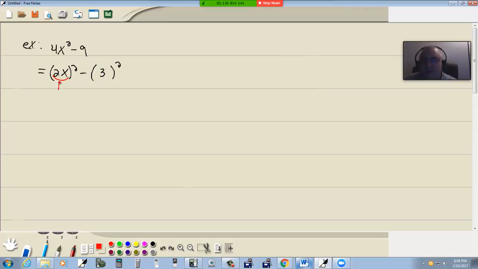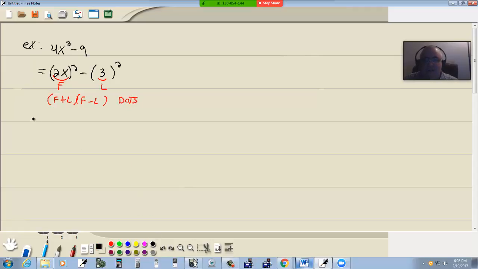I'm going to label what's inside the first set of parentheses as F for first. And I'll label what's in the last set of parentheses as L for last. And the difference of two squares is just a formula. It's F plus L times F minus L.